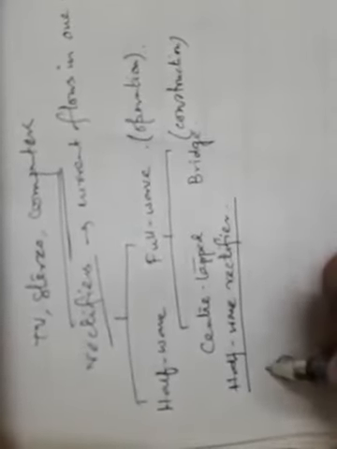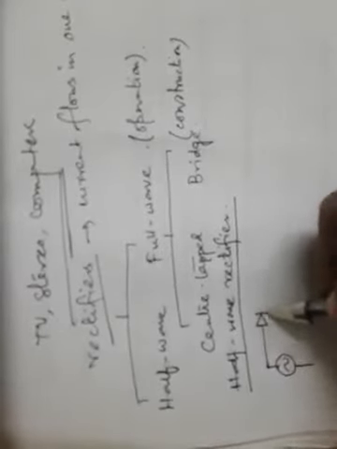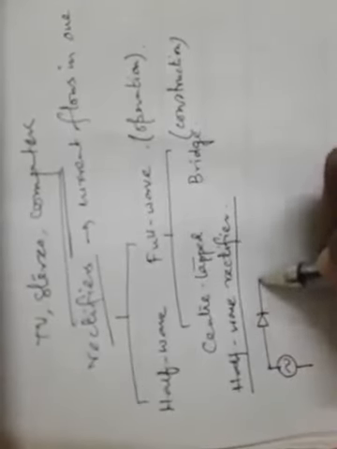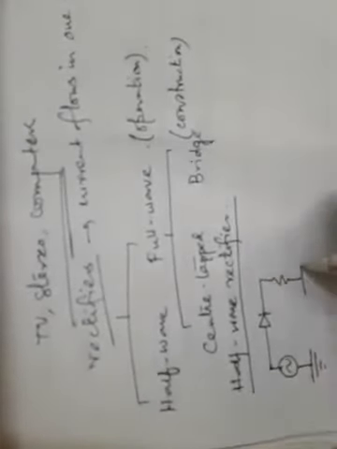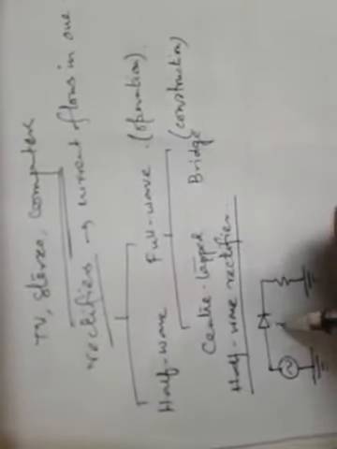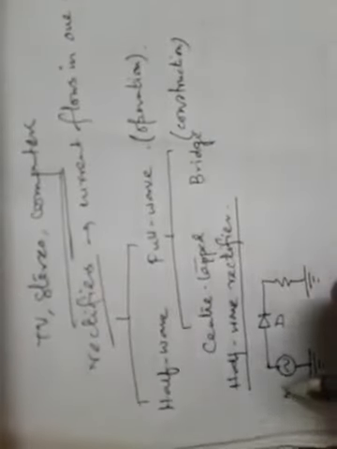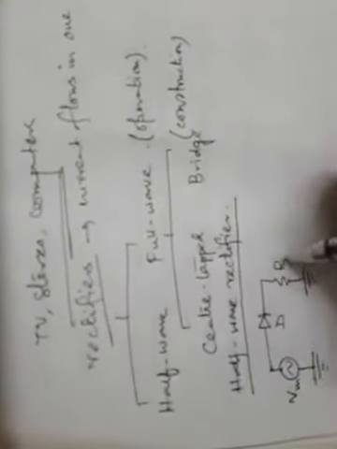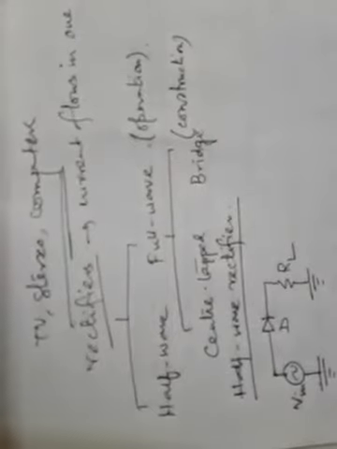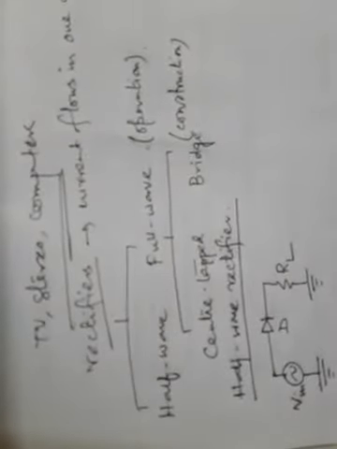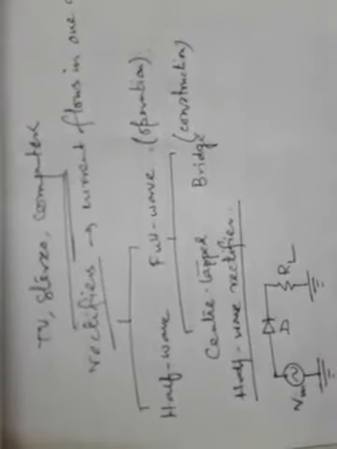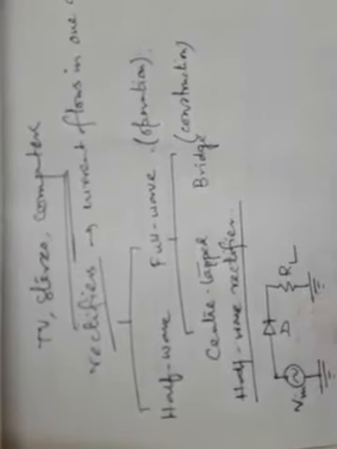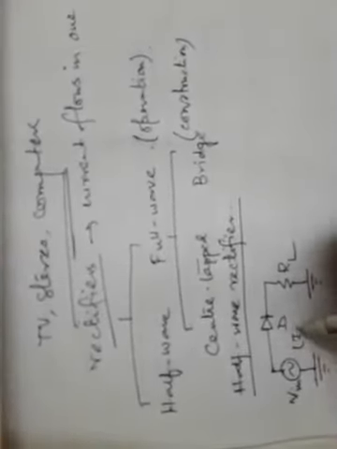This is, suppose, a diagram of a half wave rectifier. This is the diode, this is the input Vin, and this is a load resistance RL. In this case, the Vin source produces a sinusoidal voltage, and we are considering this diode D as an ideal diode.